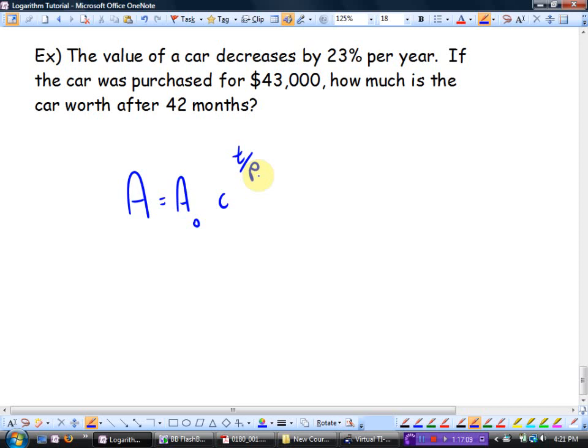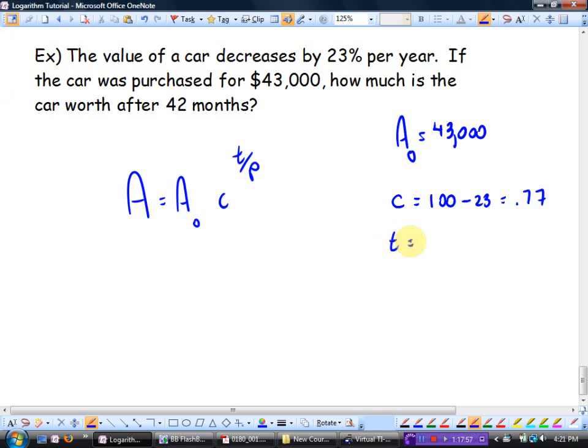Okay. What are they asking me to find in this question? Final amount. That must mean they gave me everything else. Did they give me my initial amount? What's it worth? $43,000. They must have given me my growth or decay rate. Now, decreasing by 23%, that means my rate is going to be 100% minus 23, because I'm decreasing, I'm losing money. We always start with 100. What is it? 0.77 as a decimal.